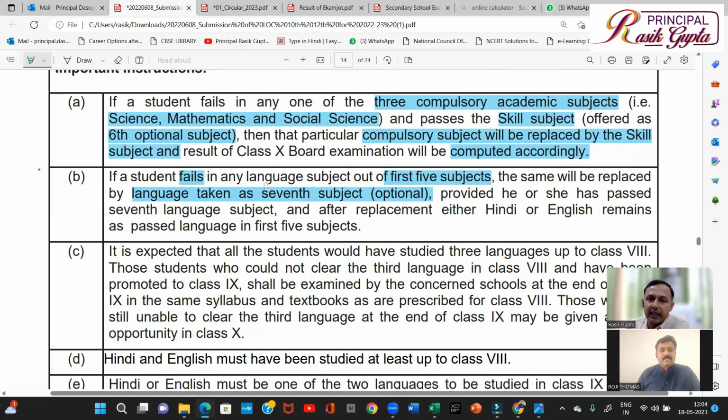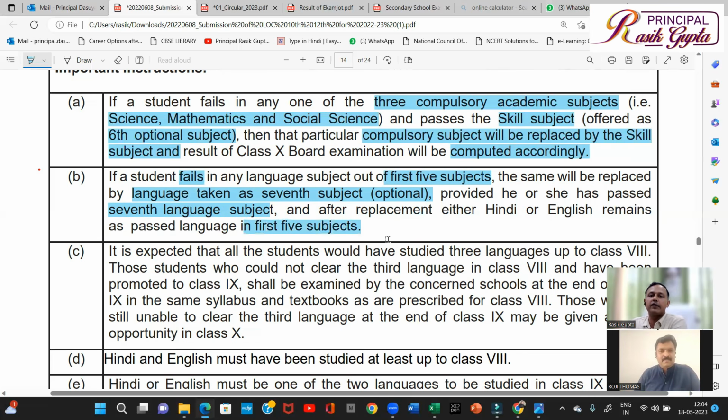If any student fails in any of the first 2 languages, then that can be replaced by the 7th optional subject, which is again a language. So a language only can replace a language, not the skill subject. Provided he or she has passed the 7th language, obviously, the 7th must be passed for it to replace. And after replacement, either Hindi or English remains as a pass language in the first 5 subjects.